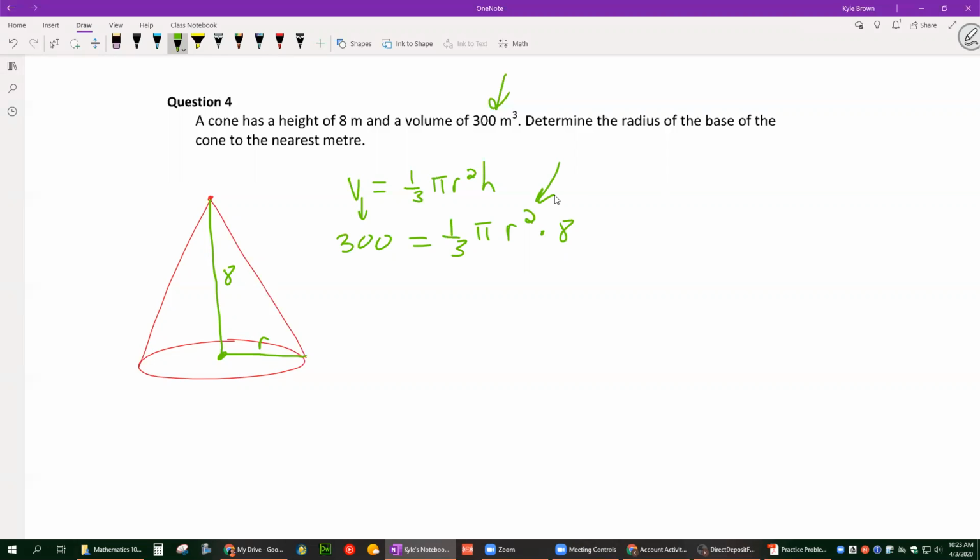All right, let's clean this up a little bit. So we've got 300 is equal to. And what I'm going to do to clean this up is, you see I've got this 1/3 out front, and I've got this 8 hanging off the back, but they're all just being multiplied. It'll be a little easier if I grab that 8 and bring it to the front as well. So I'm just going to write this a little differently, as 1/3 times 8 times pi r squared.